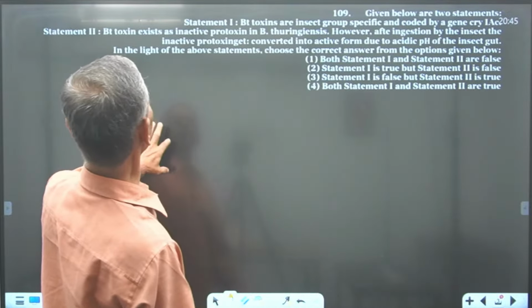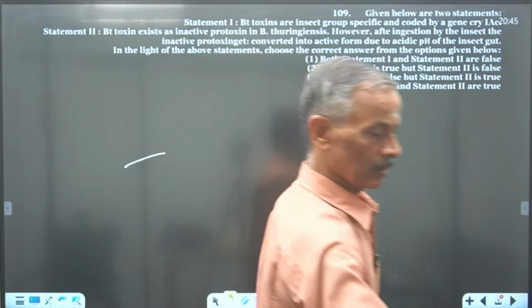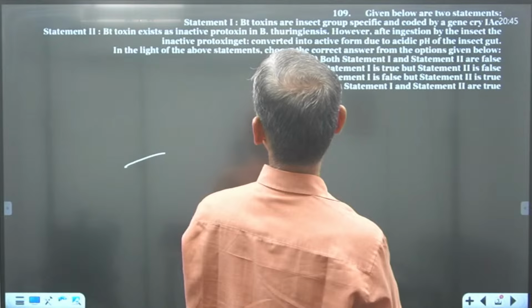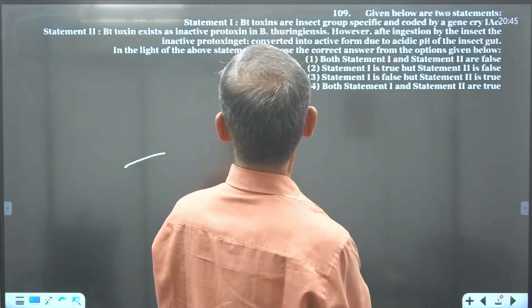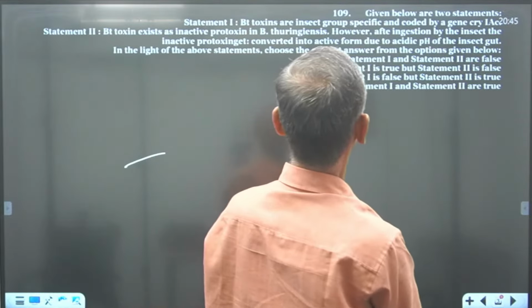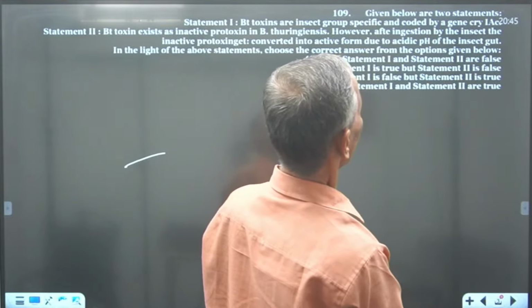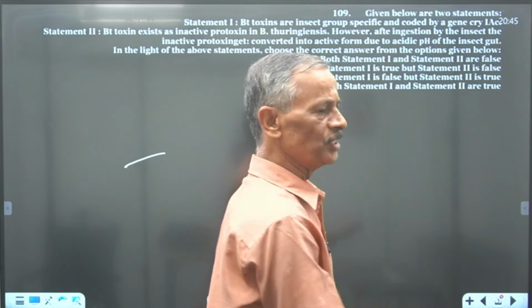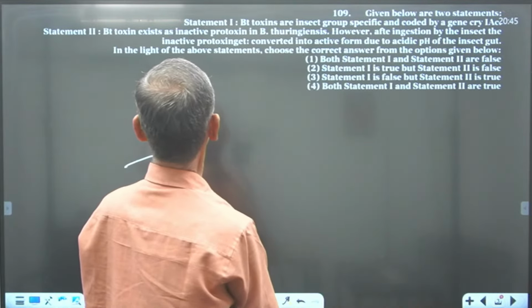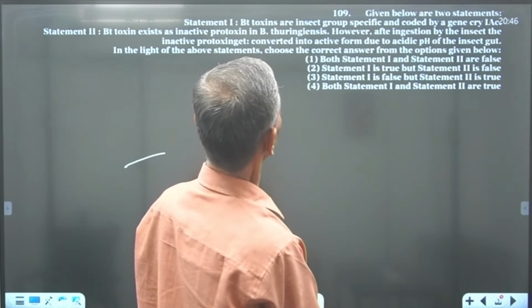The next question is question number 109. Given below are two statements. Bt toxins are insect group specific, correct, and coded by the gene cry1Ac. There are so many genes; here it is given Ac, which is correct. Bt toxin exists as an inactive protein in Bacillus thuringiensis.